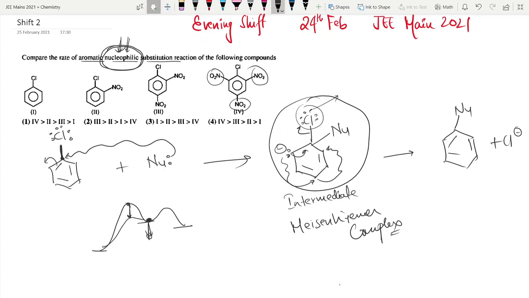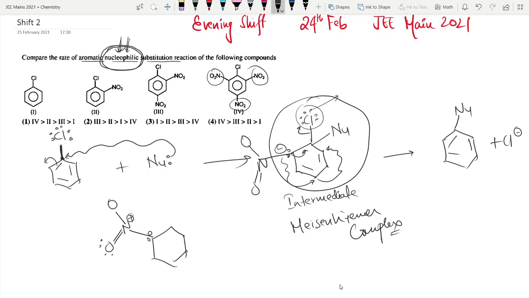So the stability of the intermediate is important, and the intermediate is the Meisenheimer complex, which is a carbanion that will get stabilized by these NO2 groups. If you have an NO2 here, then this NO2 can withdraw this electron through resonance. I can show it more clearly. So this is here, and the NO2 group can be drawn like this, and the minus can move here and can reach till this oxygen.